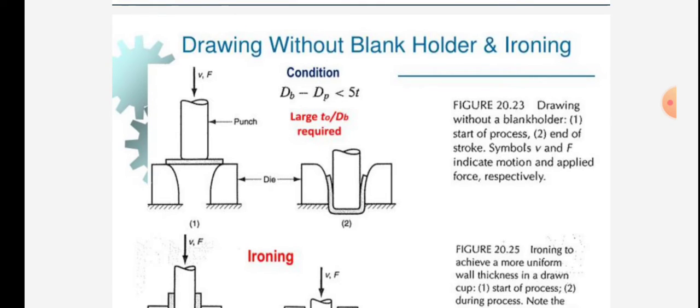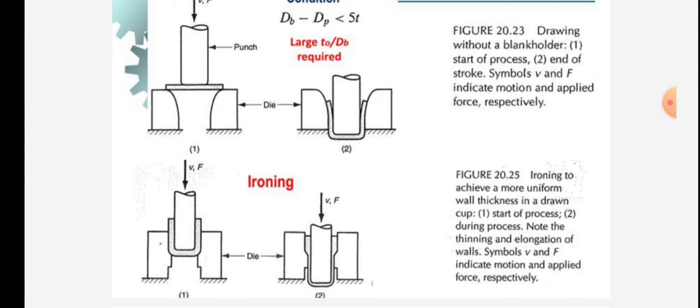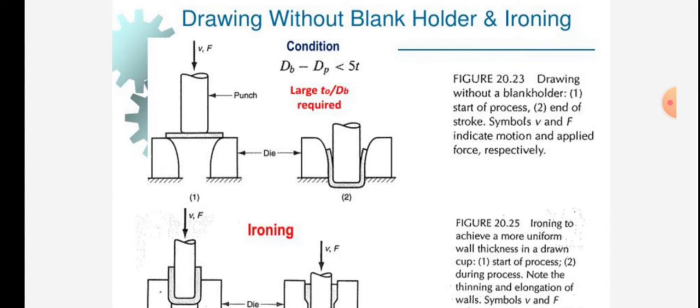Figure shows drawing without a blank holder. 1. Start of process, end of stroke. Symbols V and F indicate motion and applied force respectively. Figure shows d_p minus d_p less than 0.5 t, large T0 to d_B required.